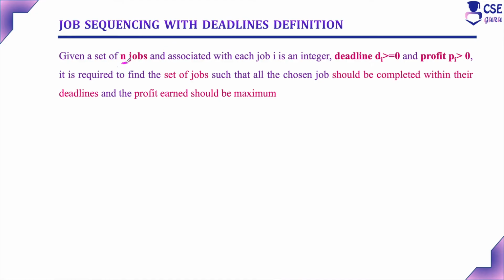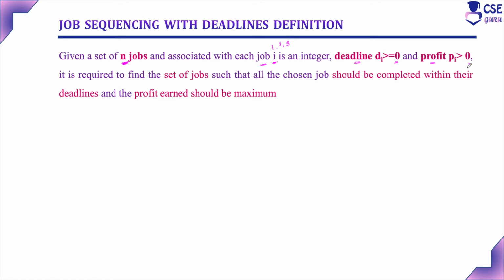Given a set of n jobs, associated with each job i is an integer, so the i value carries 1, 2, 3 likewise. That is job 1, job 2, job 3 likewise. For each job, two factors we need to consider. One is the deadline and another one is the profit. The deadline should be greater than or equal to 0 and profit should be greater than or equal to 0.